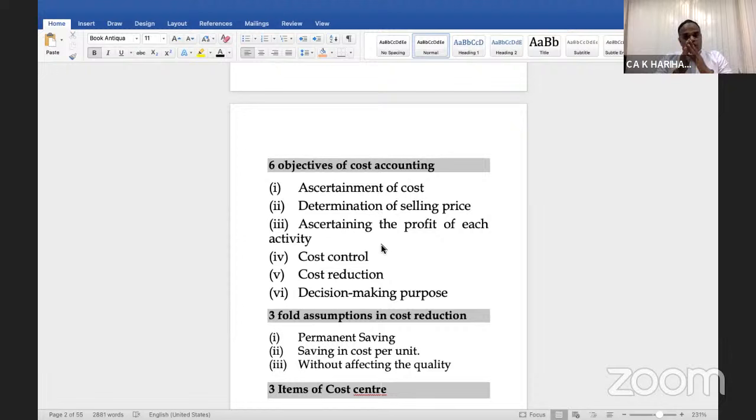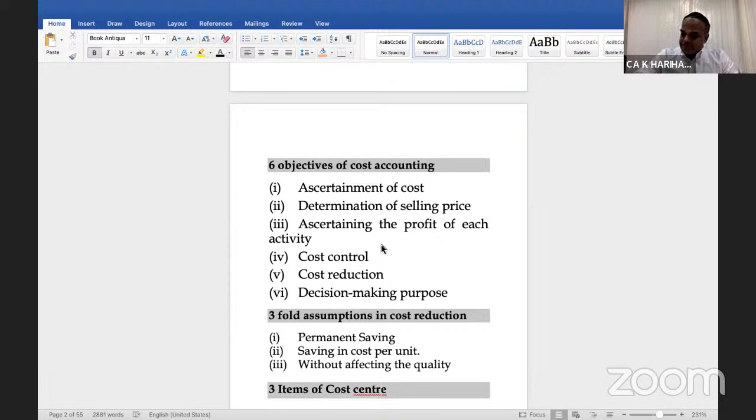Cost reduction is a continuous process. Therefore, there is no visible end for cost reduction. Whereas with respect to cost control, once the objective has been achieved, it's a full stop. There is nothing further. Therefore, a visible end will be there for cost control. There is no visible end for cost reduction. So cost reduction and cost control is also a frequently asked question.